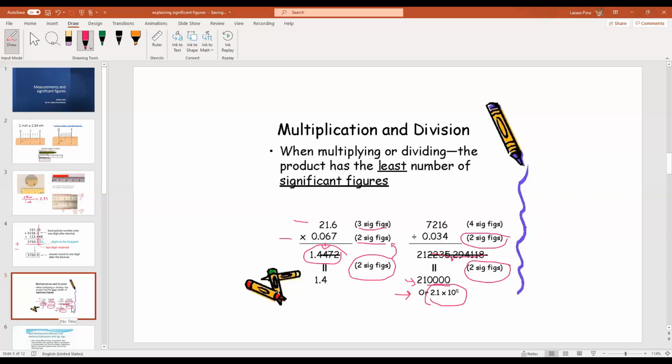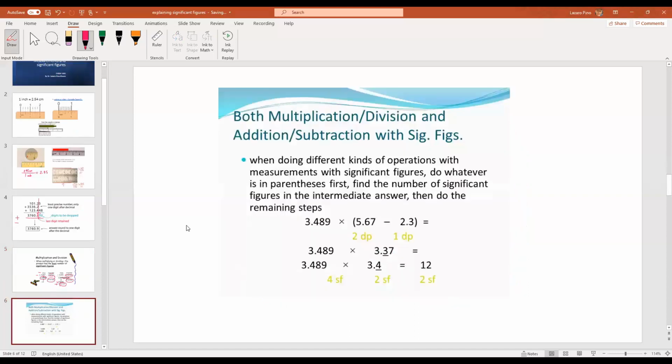Let's continue. When you have multiplication and division and addition and subtraction, you have to follow the rules in math according to the order of operations. In this case, you have to do first the parentheses.